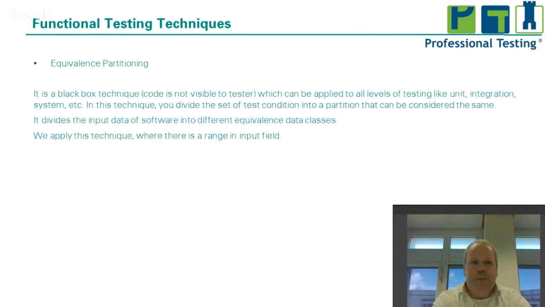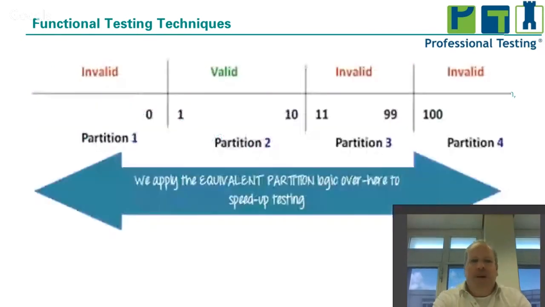So equivalence partitioning, everybody will know this. It's a black box technique, so you can use it even when the code is not visible for the tester. But since it is visible now, you can also take in the information from the code to set up your equivalence classes. So if you have an equivalence class and we say, well, we have a number of partitions, some are good and some are bad, then we know which numbers to use.